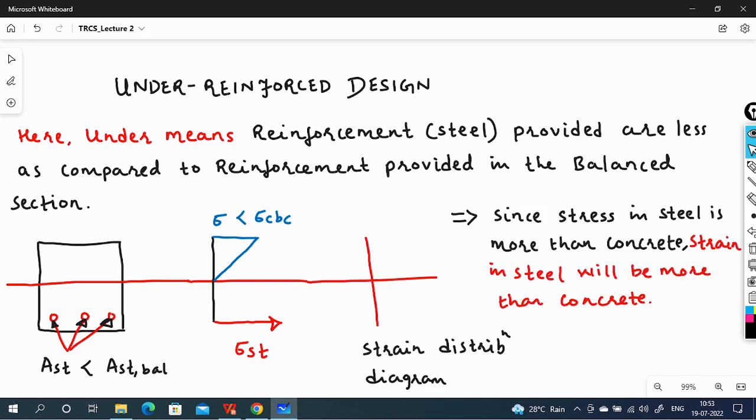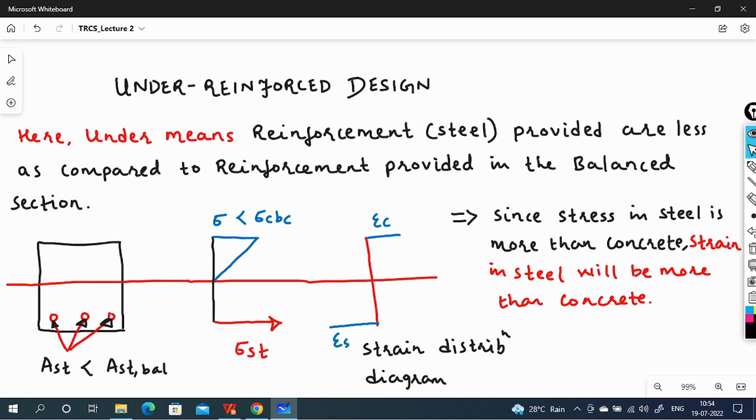We also have to see the strain distribution diagram of under reinforced design, and we will try to compare this with respect to balanced design. You see, epsilon c is strain in the concrete and epsilon s is strain in the steel. The strain in the concrete in under reinforced design is less than the strain in concrete in balanced design. Why is this? Because in balanced design the stress is sigma CBC, and in under reinforced design the stress in the concrete is less than sigma CBC. Stress is not more, stress is less. That is why the strain in the concrete is less.